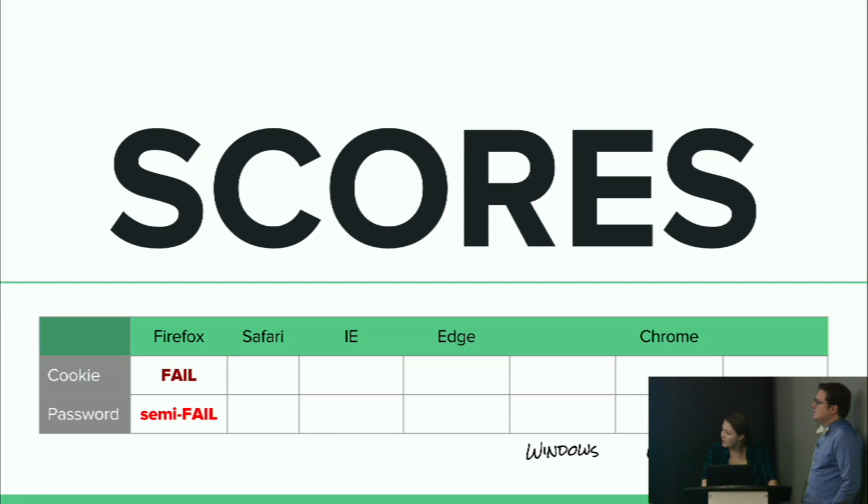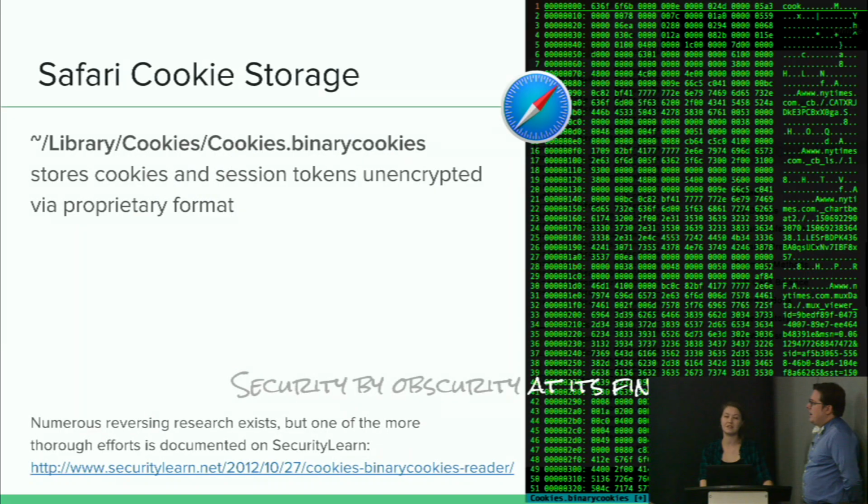So when we're scoring them, and we will be scoring them as we get through, Firefox epically fails on cookies and only has a semi-pass when it comes to passwords. Well, semi-fail, I should say.